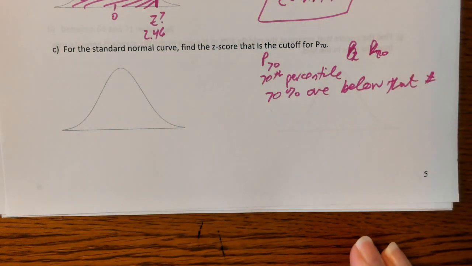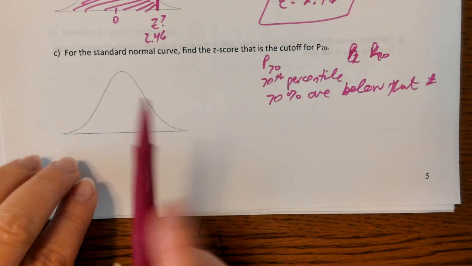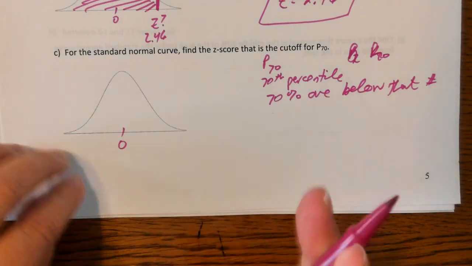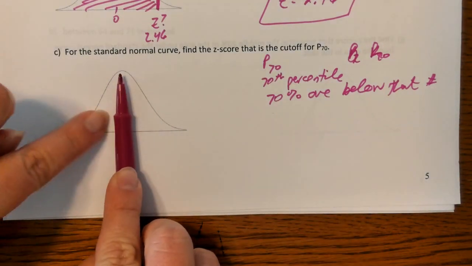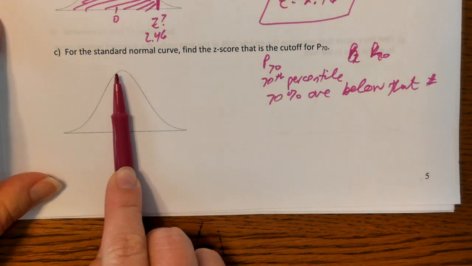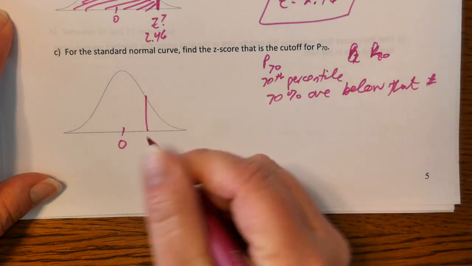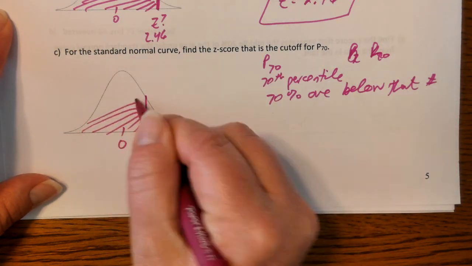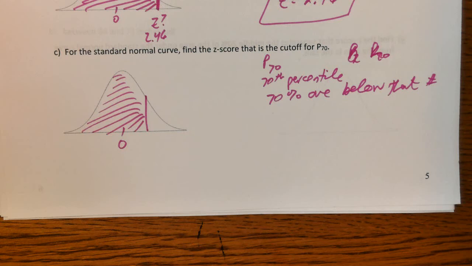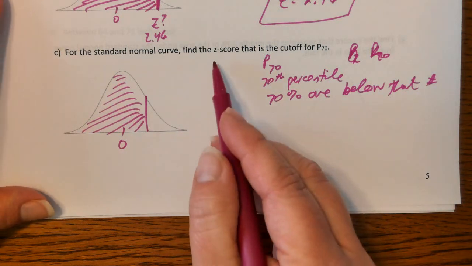If your baby is in the 70th percentile for height, that means your baby is bigger than 70% of the other babies. 70% of the other babies are smaller than yours. Okay? All right, so P70 is right here in the middle, 0. That means 50% are below. But we want 70% below. So I bet our cutoff is going to be right over here for 70% of our people to be below it.